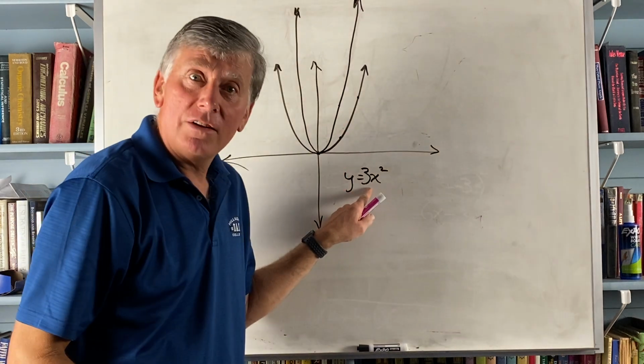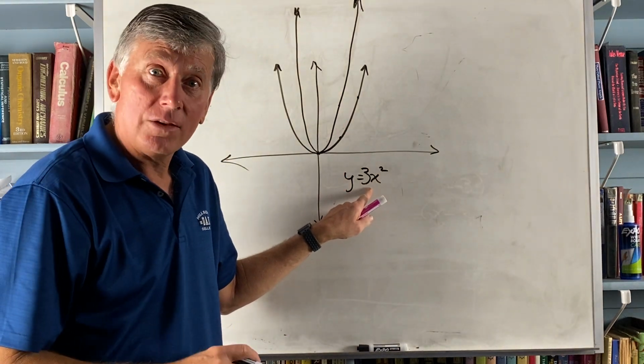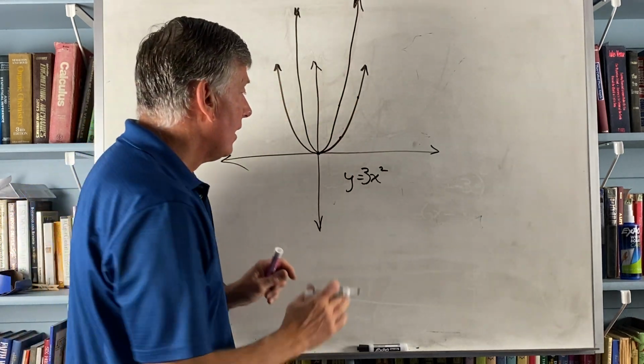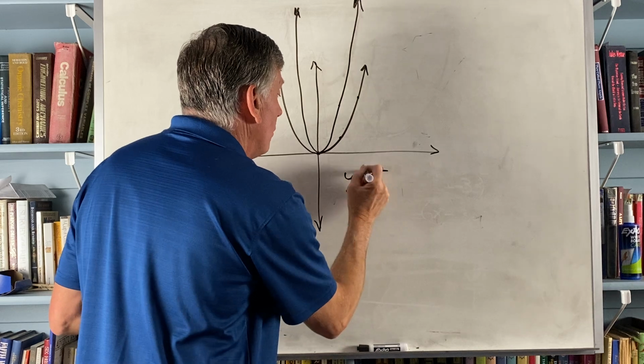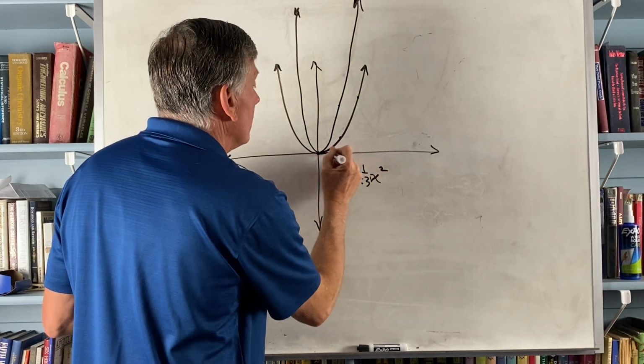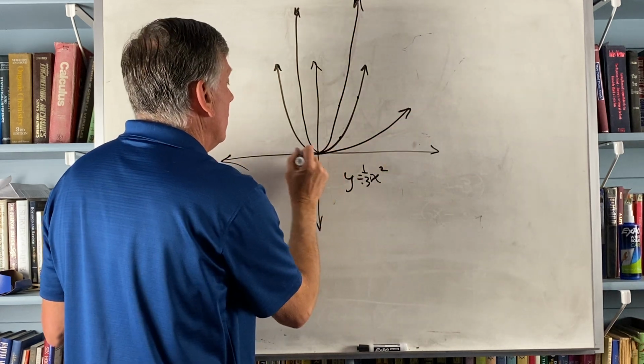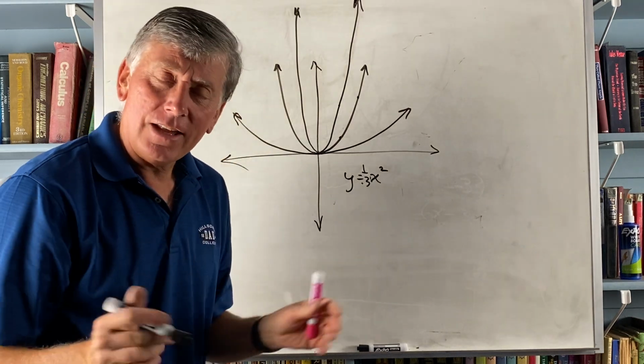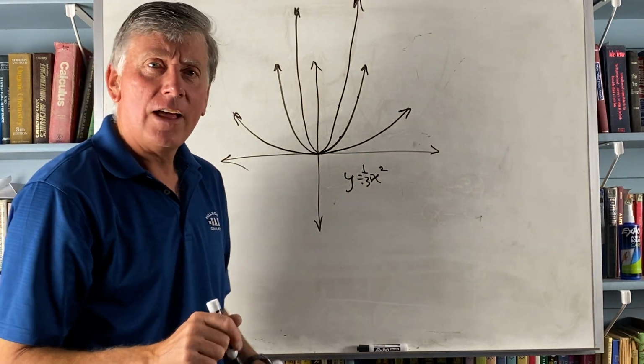If the number in front of x squared is greater than 1, you're going to get a narrower parabola. If it's less than 1, like 1/3, you're going to get a wider parabola, like that. Again, play with Desmos, see how this works.